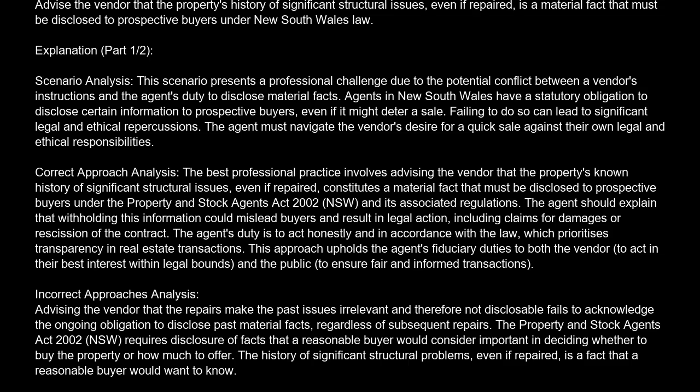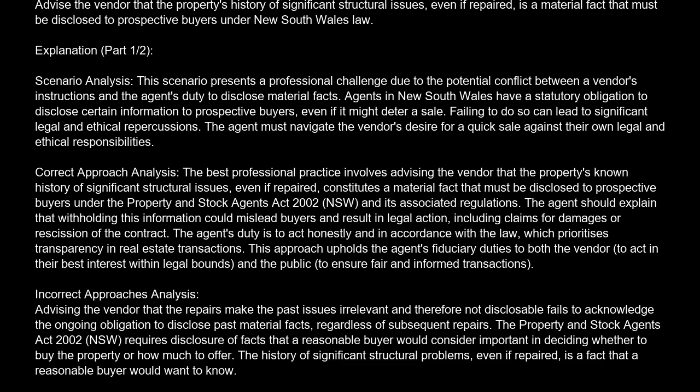Correct answer is A. Advise the vendor that the property's history of significant structural issues, even if repaired, is a material fact that must be disclosed to prospective buyers under New South Wales law. Explanation: scenario analysis. This scenario presents a professional challenge due to the potential conflict between a vendor's instructions and the agent's duty to disclose material facts.